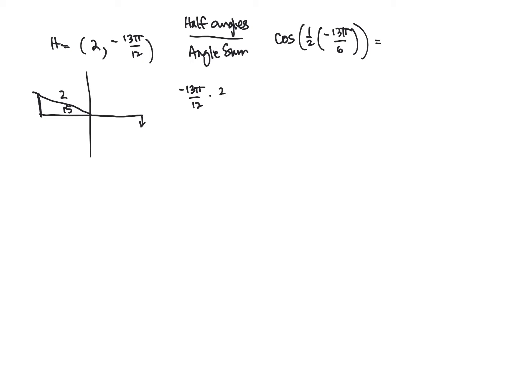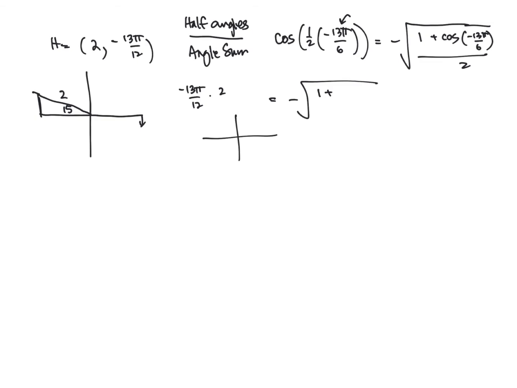Well, I know that cosine is negative in this position, so I know it will be negative. The next thing I want to do is using the formula. It's going to be 1 plus cosine of the angle piece right here, so negative 13 pi over 6, and then divide that by 2. And then you just need to go ahead and simplify. So this equals negative 1 plus, now cosine negative 13 pi over 6.